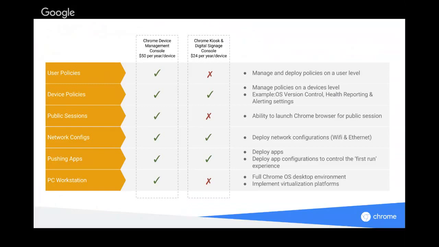When we talk about the different SKUs available, there's a $150 perpetual SKU for Chrome Device Management per device, or there's an annual SKU. That's either a $50 annual SKU or a $24 annual SKU. The $24 annual SKU is a pretty new SKU. And what we designed that specifically for was kiosk and digital signage, because it doesn't need all of the 200 policies that we talked about.